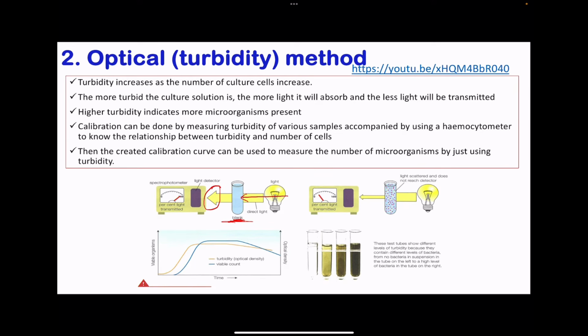And then we place the sample. This is the sample of the culture containing the microorganisms. Because there is more turbidity, the light is absorbed and we can see less light is transmitted through to the detector.